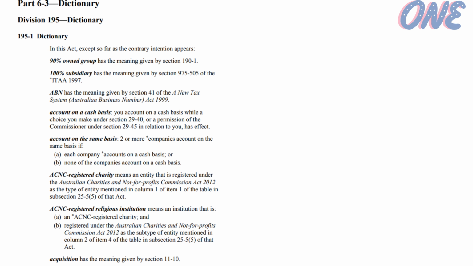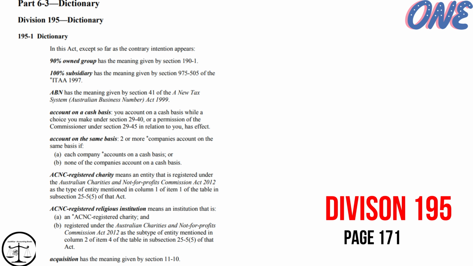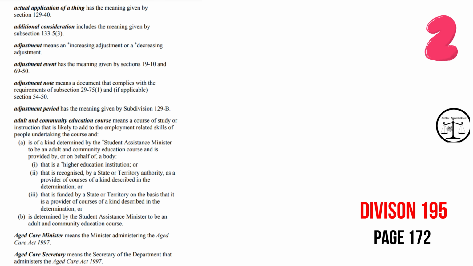Word number 1. 90% owned group. 2. 100% subsidiary. 3. ABN. 4. Account on a cash basis. 5. Account on the same basis. 6. ACNC-registered charity. 7. ACNC-registered religious institution. 8. Acquisition. Next page. Page 172.